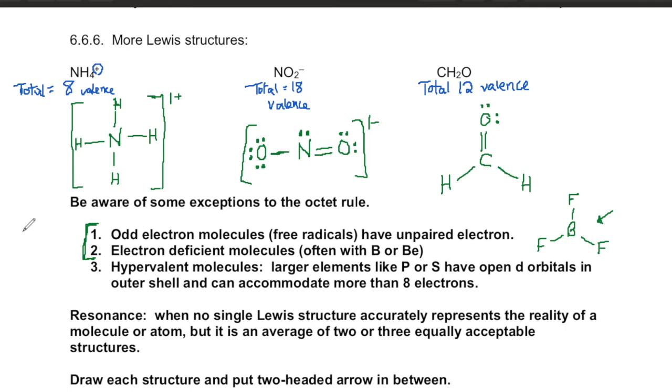These tend to be very reactive structures because atoms really do want to have that octet, and if they don't have the octet, they're not very happy, and so they're going to start reacting with other things and try to get some of those electrons.